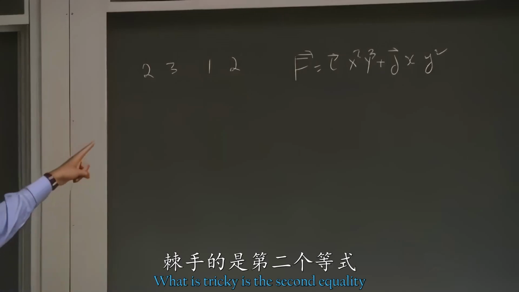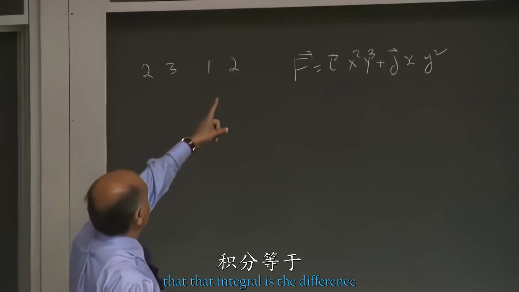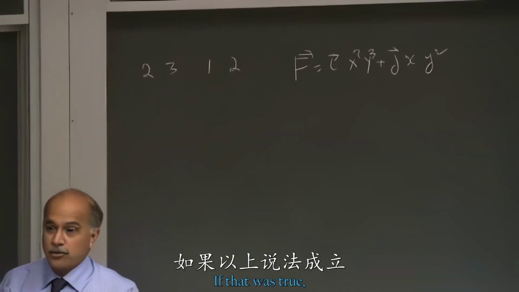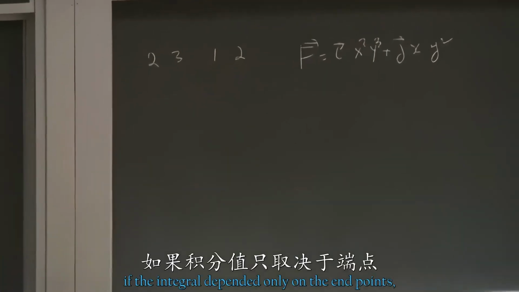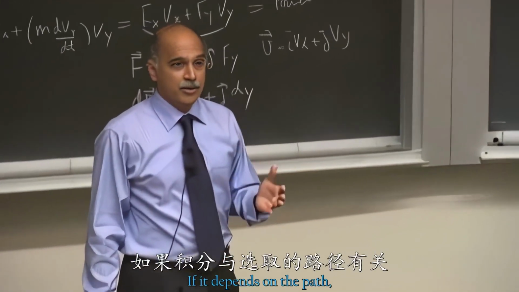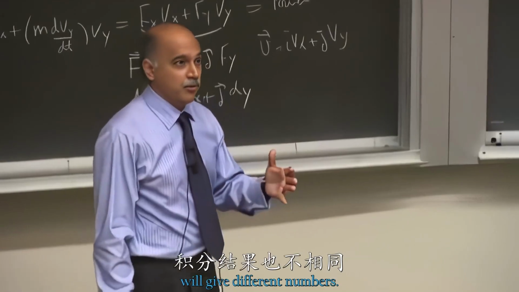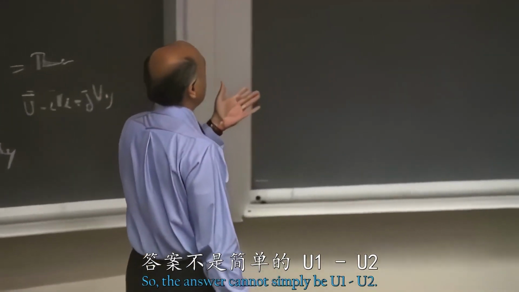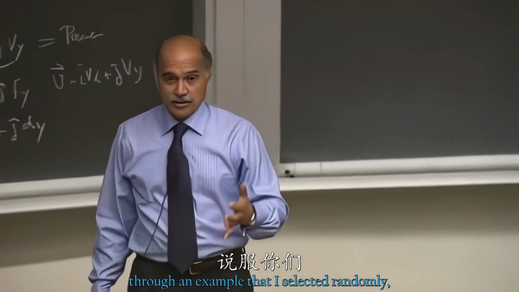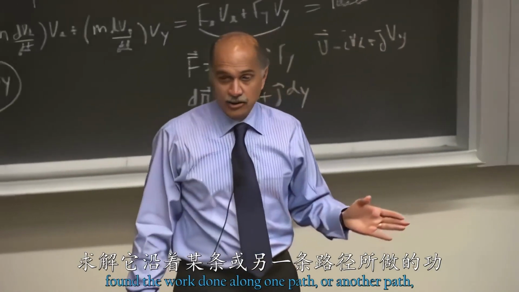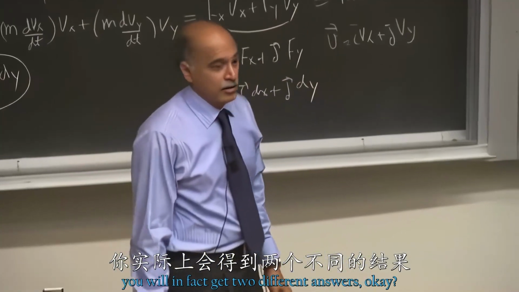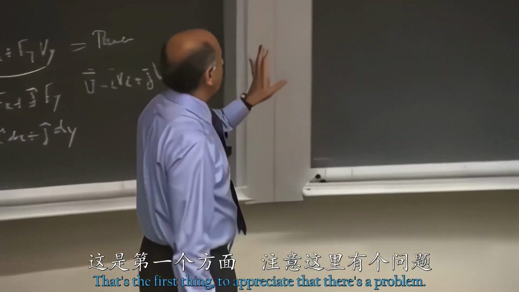What is tricky is the second equality, that integral is the difference in a function calculated at one endpoint minus the other endpoint. If the integral depended only on the endpoints, then it cannot depend on the path that you take. If it depends on the path, every path you take between the same 2 endpoints will give different numbers, so the answer cannot simply be u1 minus u2. First, I'm trying to convince you through an example that I selected randomly that if you took a random force and found the work done along one path or another path, you will in fact get 2 different answers. Okay? That's the first thing, to appreciate that that's a problem.